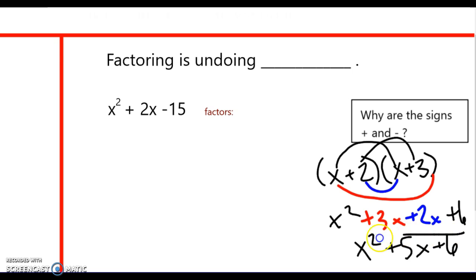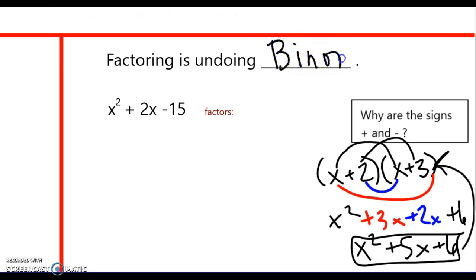Well, if I put those all together, that gives me x squared plus 5x plus 6. Factoring is undoing this piece and going back up to here. So it's just a circular process. I go in cycles from the factored version to the expanded version, back and forth, back and forth. So it's undoing a binomial times a binomial.